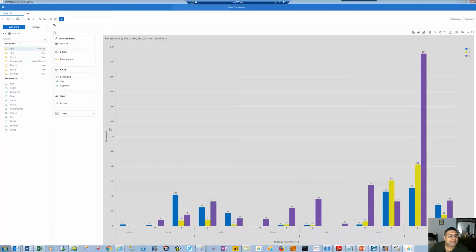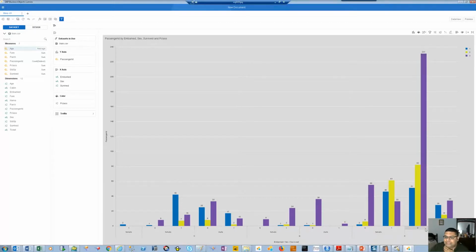I added the passenger count to the x-axis and the passenger ID to the y-axis. Of course, the chart would show me the count of passengers on the x-axis for each of these labels. I have the 3 passenger classes with their genders and port of embarkation. And you can see, as I suspected, most of the Southampton non-survivors are male.